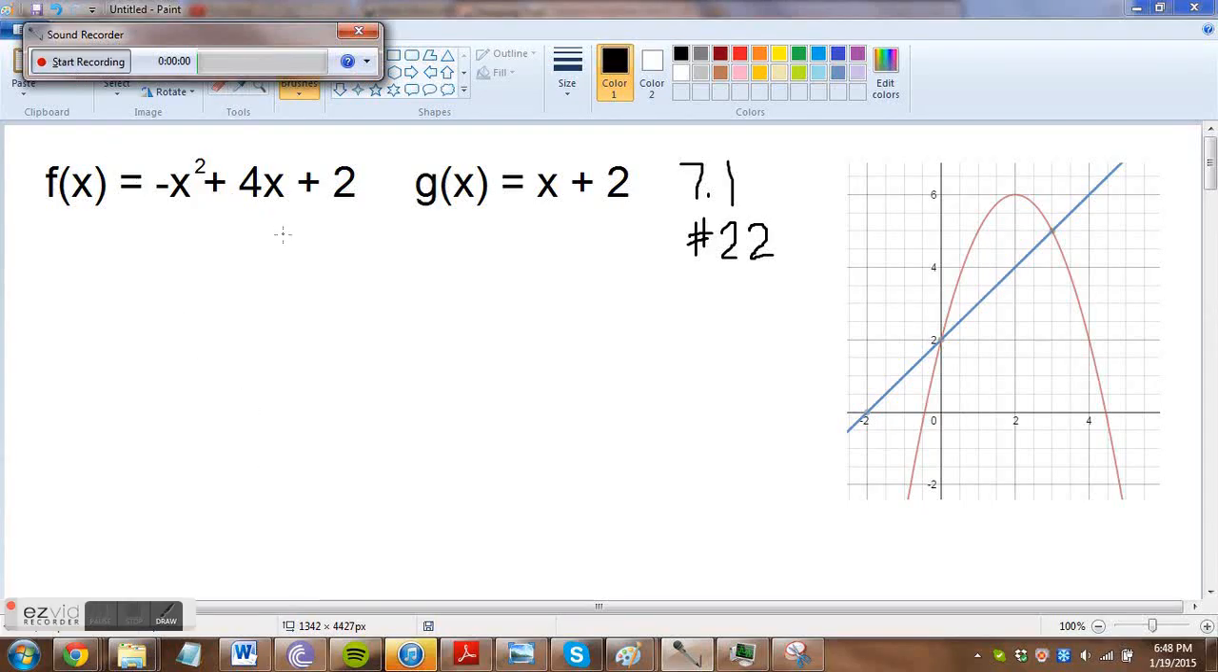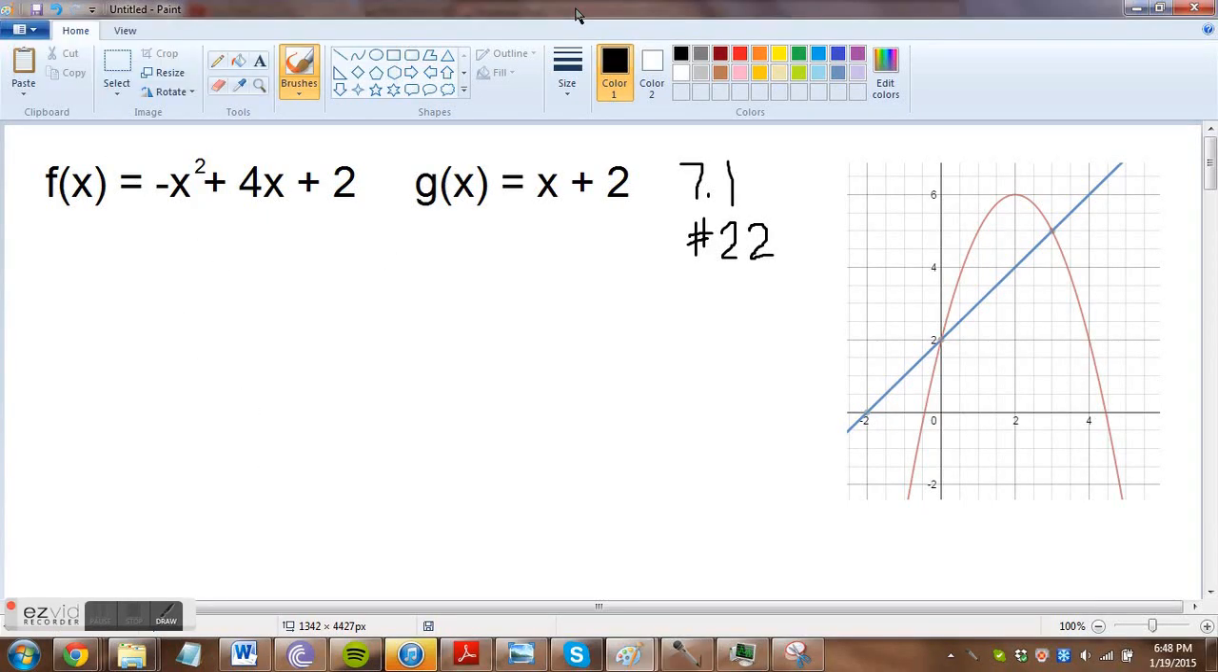Okay, so this is problem number 22 from section 7.1, and we're going to be finding the area between two lines. The first line is f(x) equals negative x squared plus 4x plus 2, and the second line is g(x) equals x plus 2. That's going to be the region right over here, in between the two curves. The red line is f(x) and the blue line is g(x).